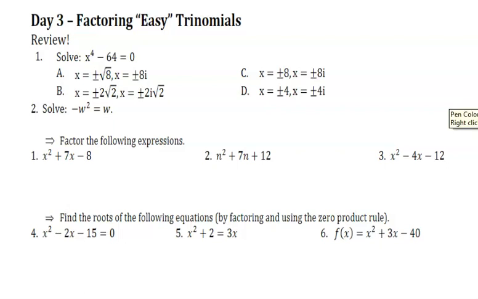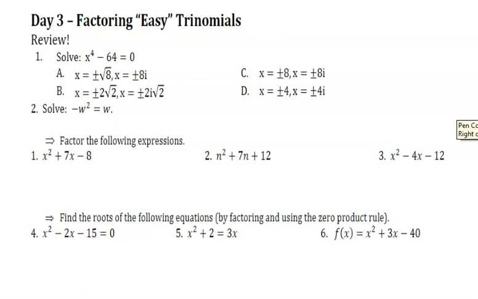Everyone, this is day 3 of our factoring unit for Algebra 2 Honors. Welcome back. Please make sure you're taking detailed notes. We can see that a lot of students that take detailed notes and write all their work down are helped to be successful on their assessments for this unit.